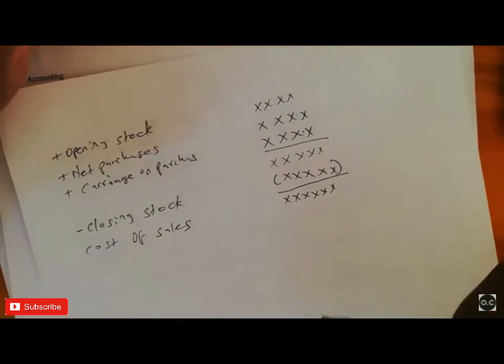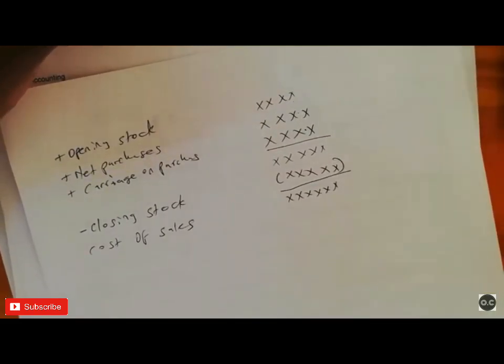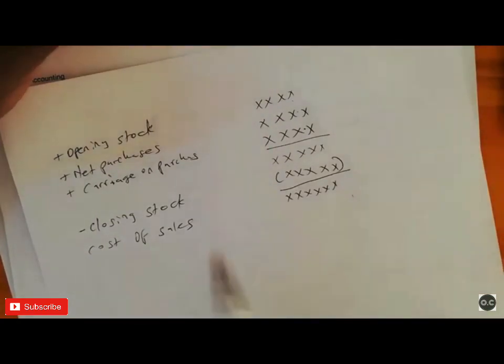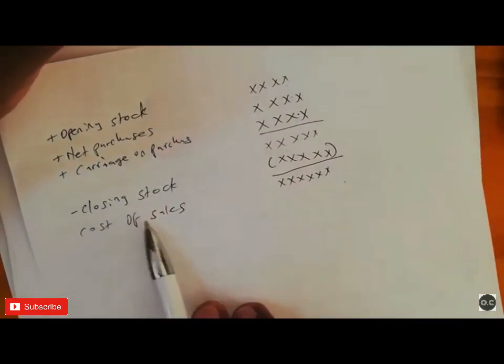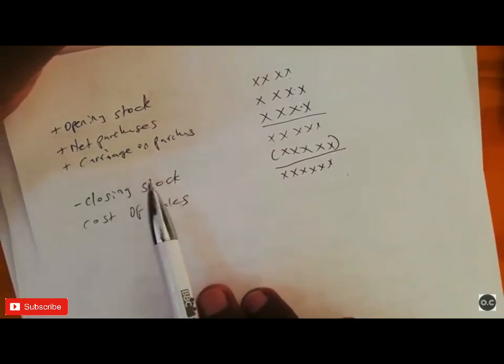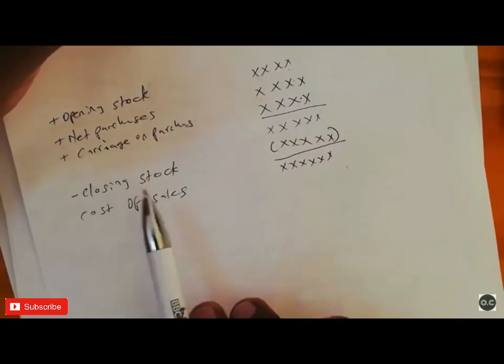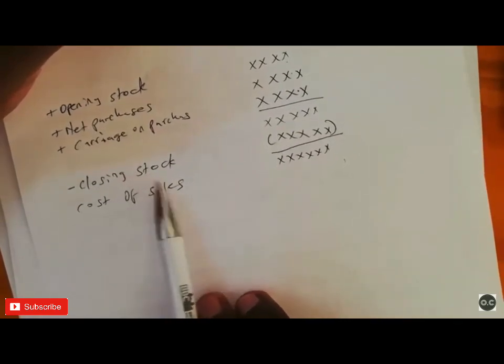So this is the method in which you calculate cost of sales if you are under the periodic inventory system. Do you see this closing stock value here? It's very important. You must know this closing stock value, and these methods help us to know this value.